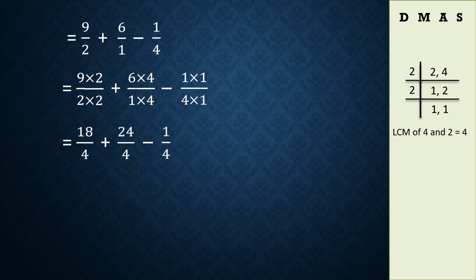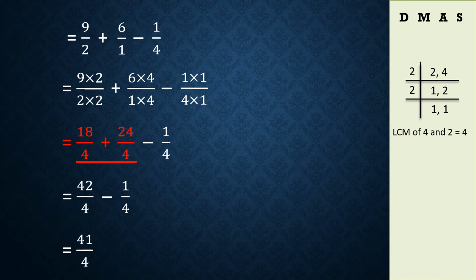See, 18 upon 4 plus 24 upon 4 minus 1 upon 4. The denominators are same. So according to DMAS, while moving from left to right, carry out addition or subtraction, whichever comes first. Here we have addition, so do the addition. 18 plus 24 is equal to 42. So we get 42 upon 4. Then write minus 1 upon 4 as it is. Now do the subtraction. 42 minus 1 is equal to 41. So we get 41 upon 4.